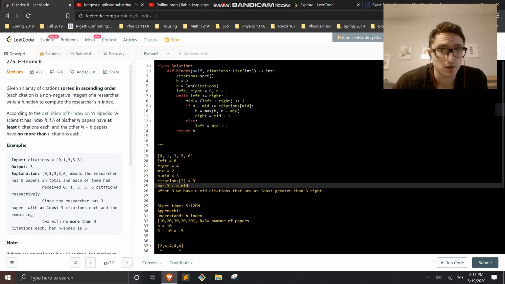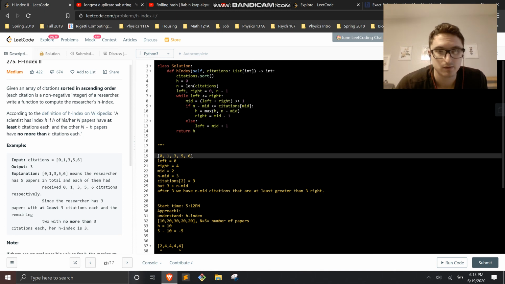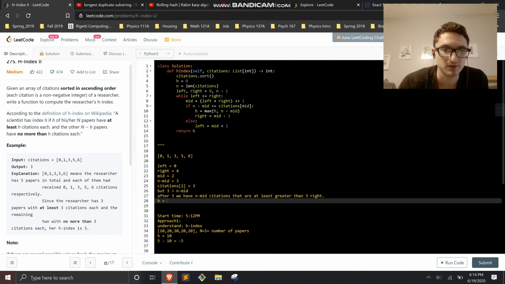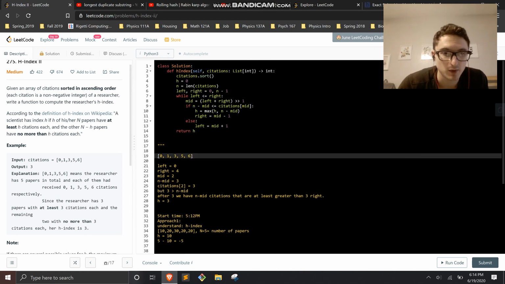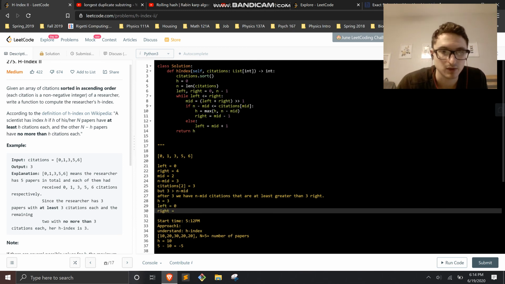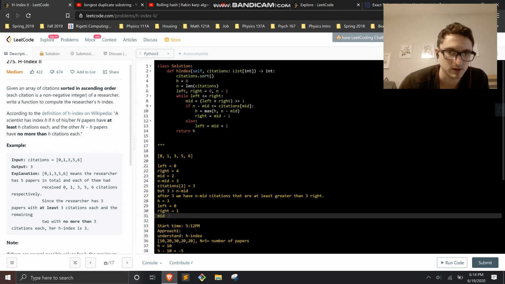And so we want to find something larger, so we're going to save h equals 3 right now. We're going to move our right pointer. So now our left is still equal to 0, but our right is now equal to 1. And so our mid will be equal to 0.